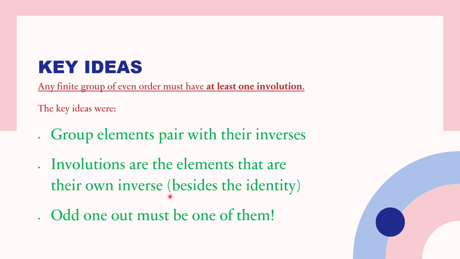Involutions are the elements that are their own inverse. For example, if you have x, the inverse of x is x inverse. And when you perform the assigned operation on those two elements, x and x inverse, you get the identity. This proves that they are both their inverses. The odd one out must be one of them. As we saw in the case of A, the set of all involutions, we have the identity. Any element other than the identity inside the group was the odd one out, and that one was the involution. Okay, so these are the key ideas.